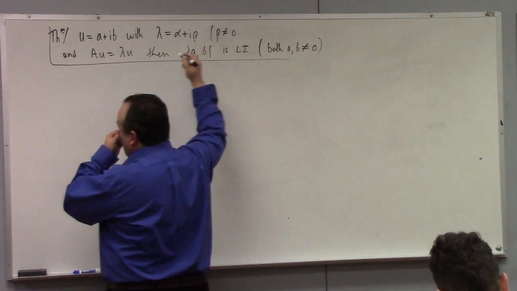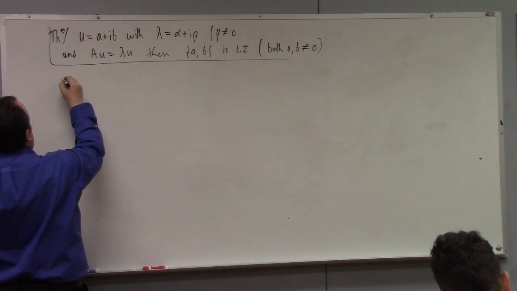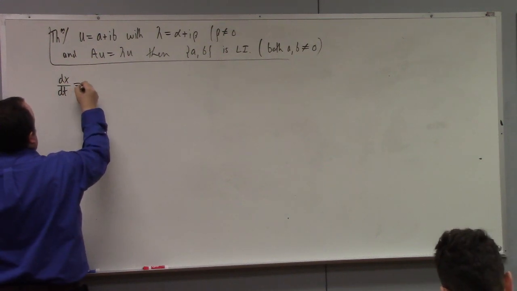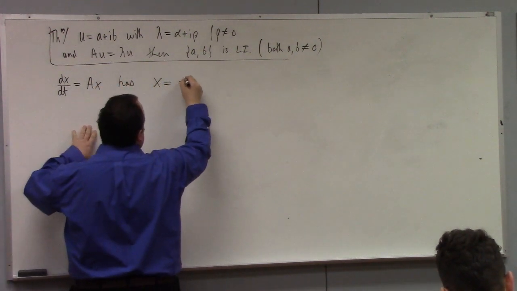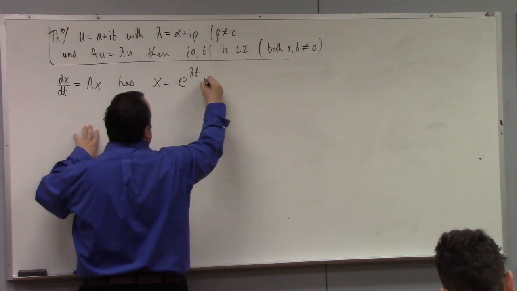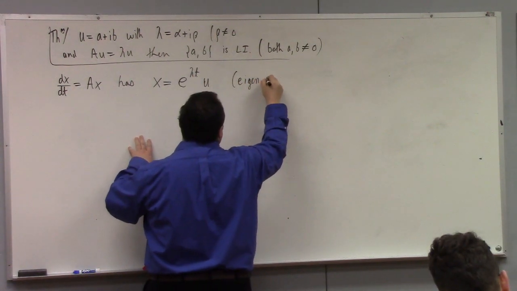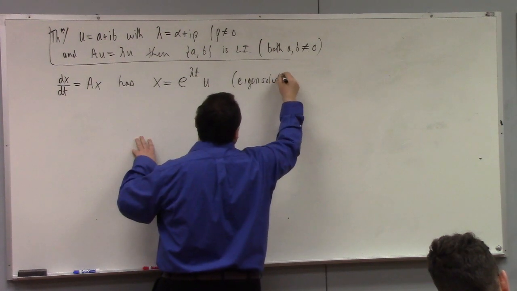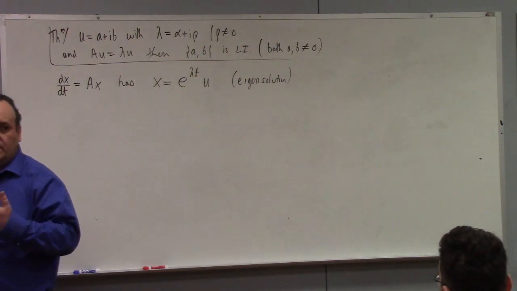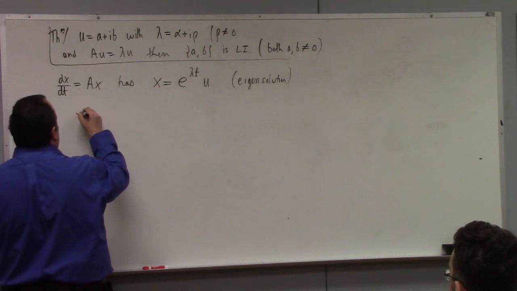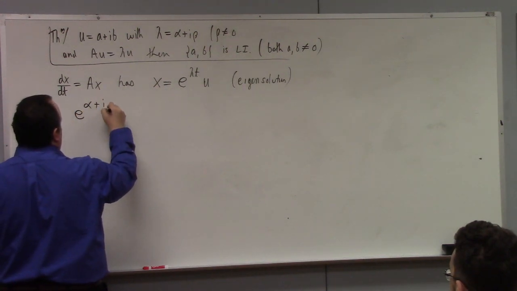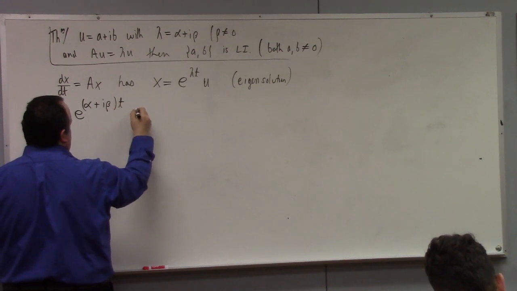Because let's think about this. Before, we proved that dx/dt equals Ax has solution x equals e to the lambda t times u, the so-called eigensolution. Remember that? Well, it turns out all of the calculus we've done still works just the same when lambda is complex. When lambda is complex, e to the alpha plus i beta times t still makes sense.